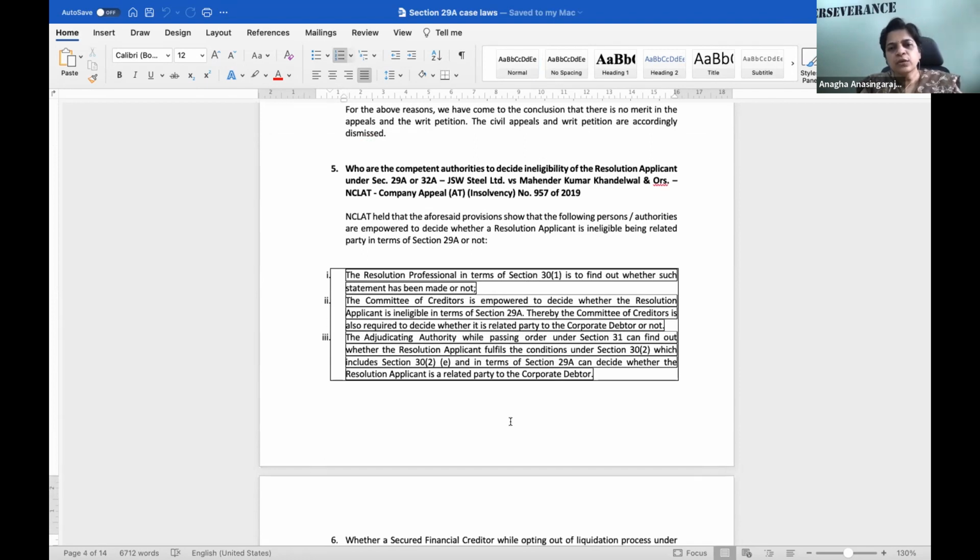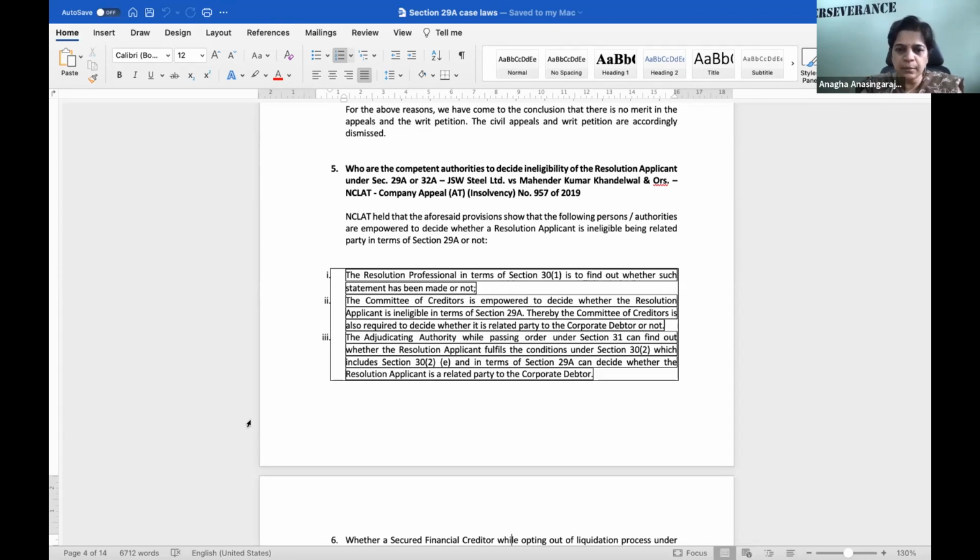Now, who are the competent authorities to decide the ineligibility of the resolution applicant under 29A or 32A? This is very relevant for us as resolution professionals. In this decision, the NCLAT has discussed the provisions which show that the following authorities are empowered to decide whether an applicant is ineligible under 29A. First is the resolution professional, in terms of section 31, to find out whether such a statement has been made or not. So the role of the RP is to determine whether such a statement has been made, that this person is eligible.